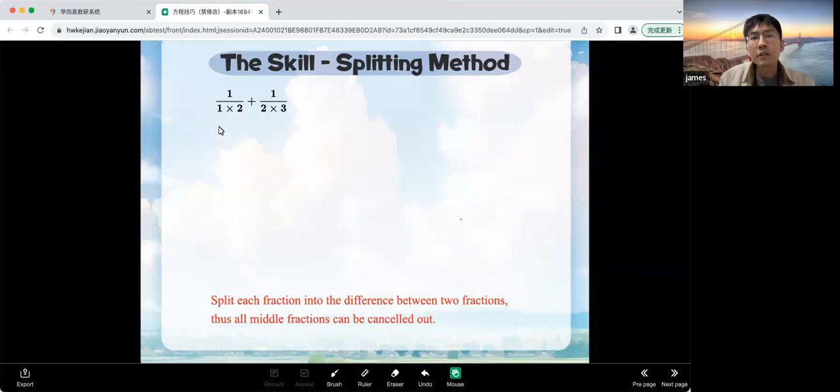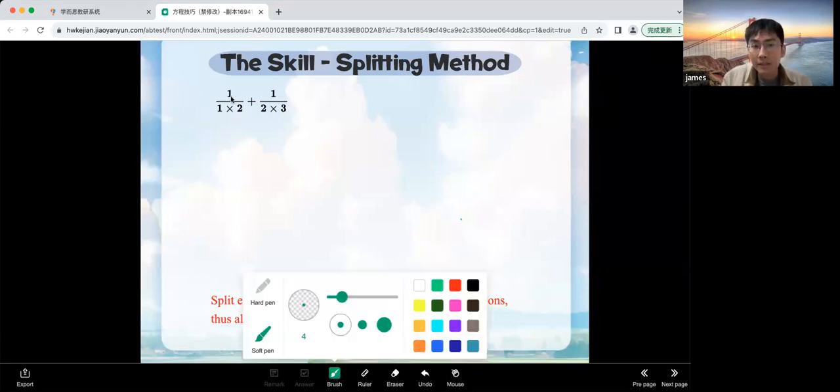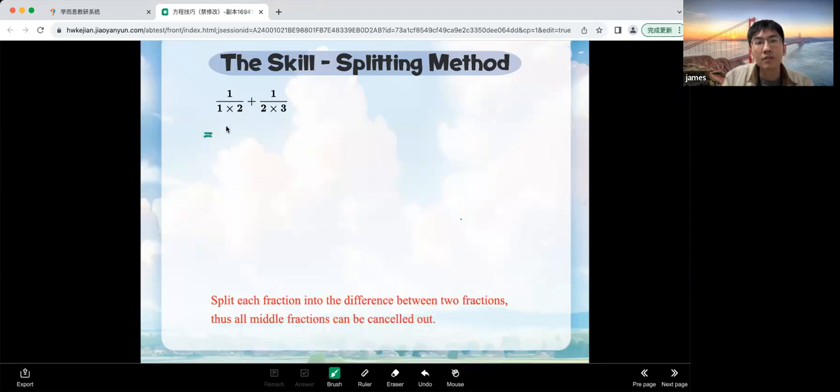When we got 1 over 1 times 2, we found that the top number 1 is the difference between 1 and 2, which are the two bottom numbers. So we can change the top number 1 into 2 minus 1 over 1 times 2. And same thing, we can change the 1 over 2 times 3 into 3 minus 2 over 2 times 3. Since the second one is also the difference between the two bottom numbers, 3 minus 2.